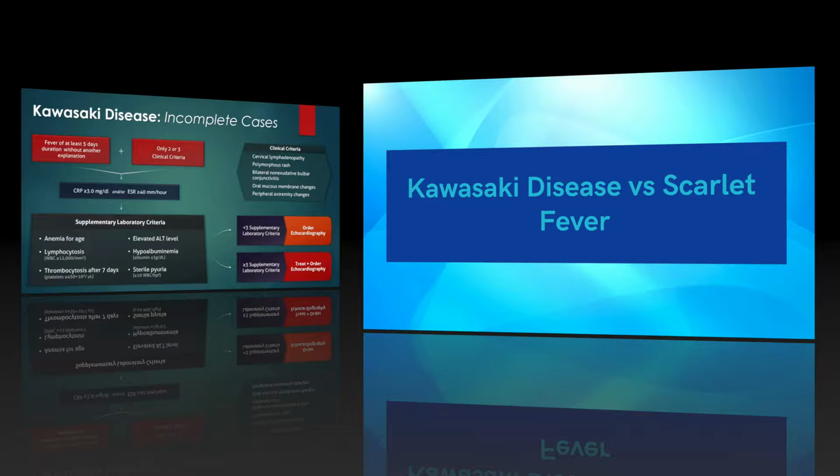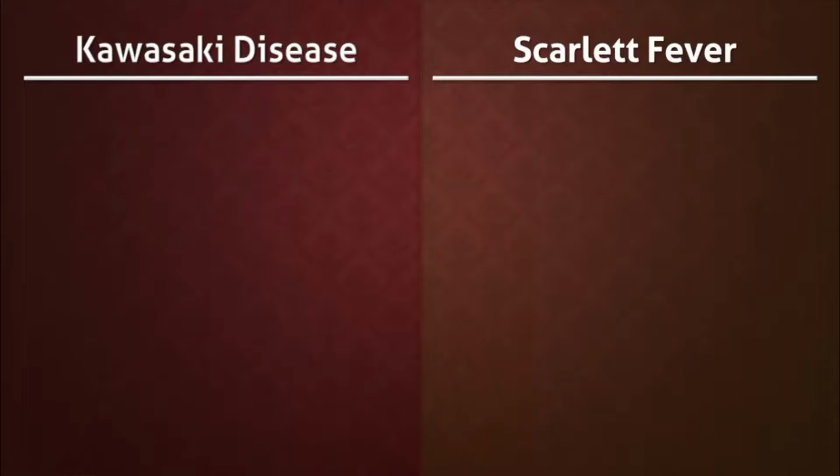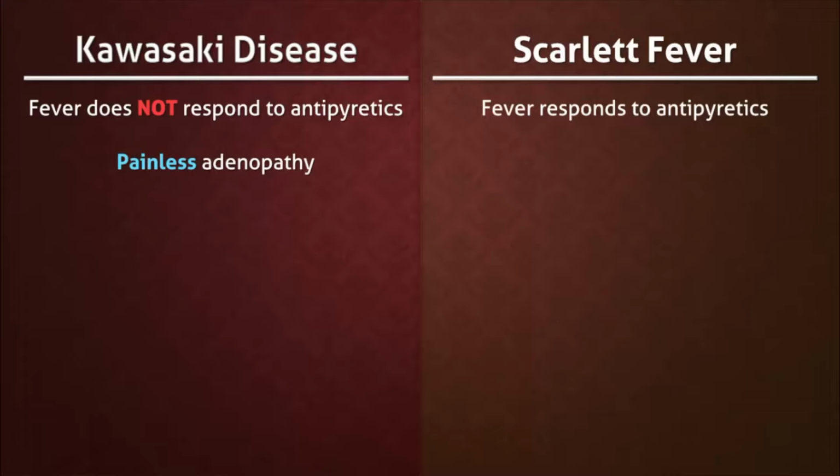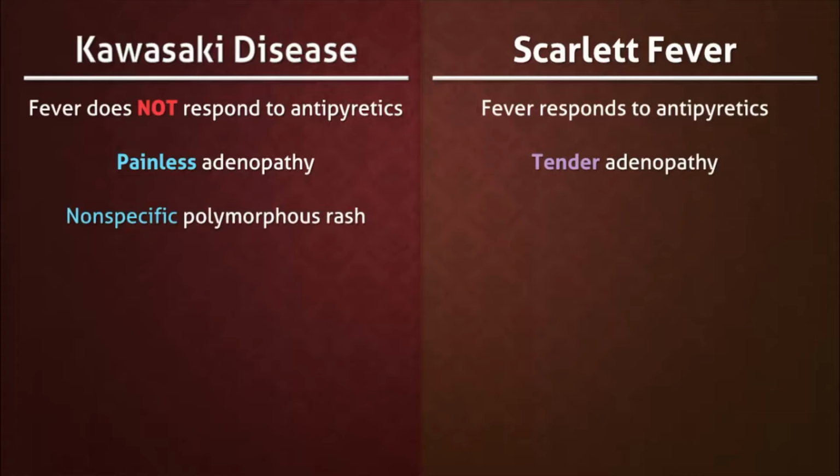Both Kawasaki disease and scarlet fever cause elevations in body temperature, adenopathy, strawberry tongue, rash, and desquamation. However, the fever in Kawasaki disease is minimally responsive to NSAIDs and acetaminophen, while the elevated body temperature caused by scarlet fever responds to regular antipyretics. The adenopathy in Kawasaki disease is usually painless, while it is tender in scarlet fever. A variety of different rashes can occur with Kawasaki disease, but the rash of scarlet fever has more consistent findings such as blanching on pressure, fine papillae, and pustular lines.